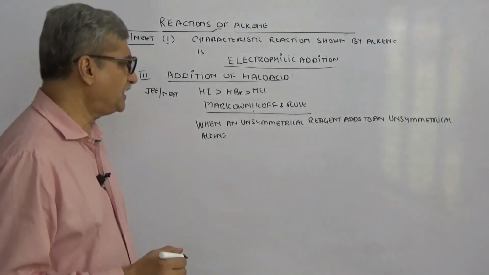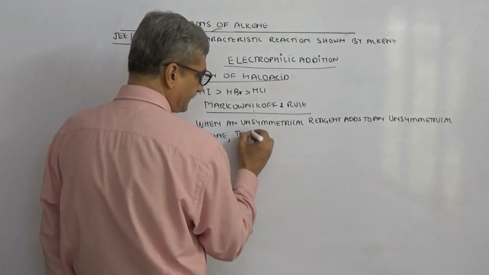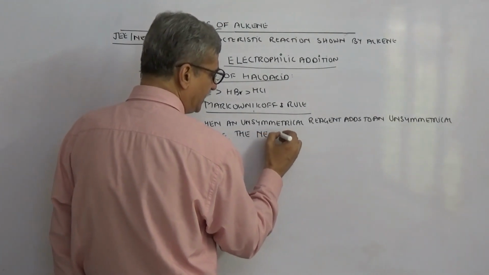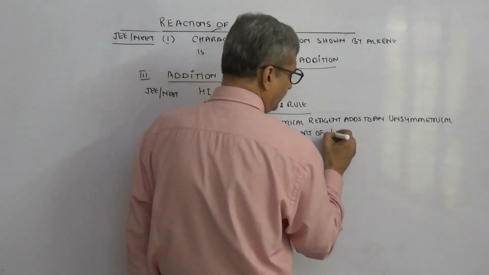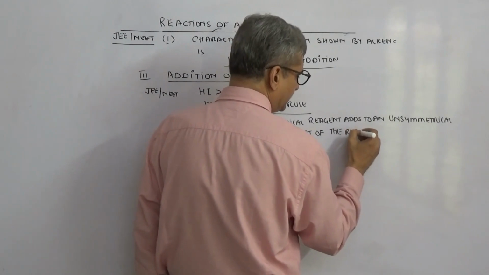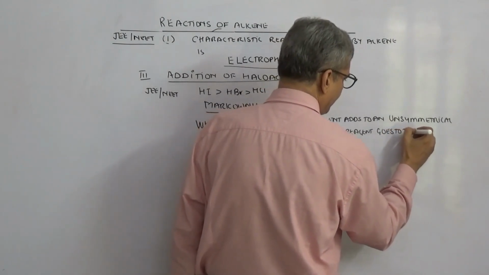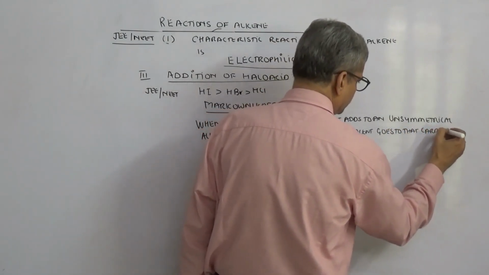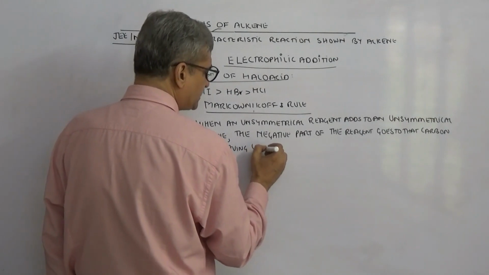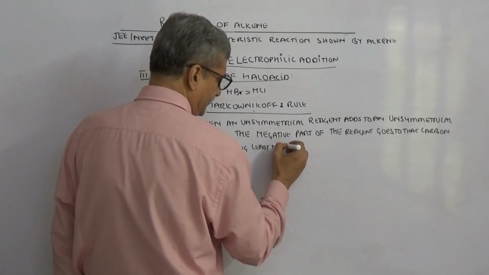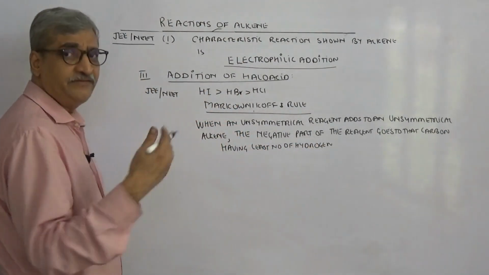the negative part of the reagent goes to that carbon having the least number of hydrogen. Why, we will explain in the mechanism.